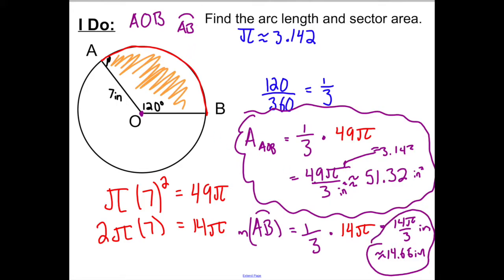Okay, so here's the general breakdown. Step 1, you need to figure out what percent or fraction of the total degrees is represented by the given degrees. That gives you this magical ratio. Step 2, calculate the total area. Remember, this is our area, and this is our circumference. Then step 3, you use that magic ratio: you take the ratio and multiply it by the area, which gives you the sector area. You take the ratio and multiply it by the circumference, which gives you the arc length.